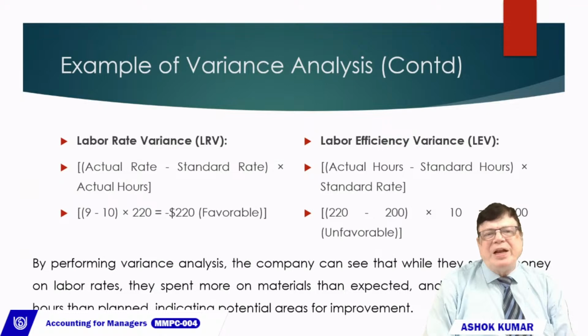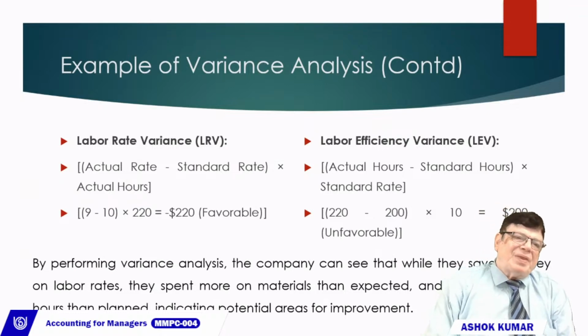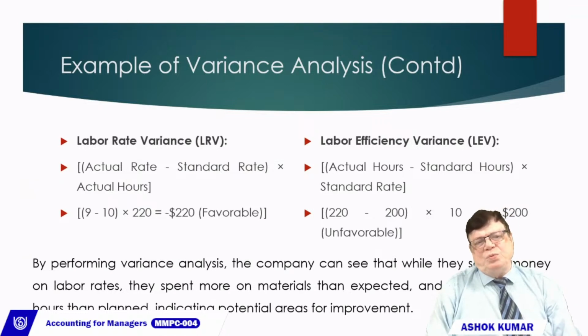Next is labor rate variance, LRV. Actual rate minus standard rate into actual hours. Actual rate 9, standard rate 10: 9 minus 10 into 220 is equal to minus $220. This is favorable.